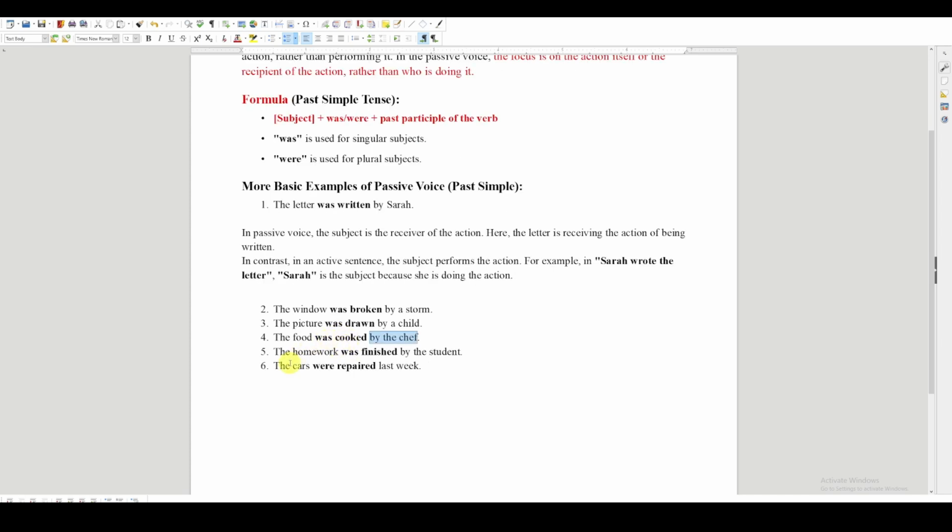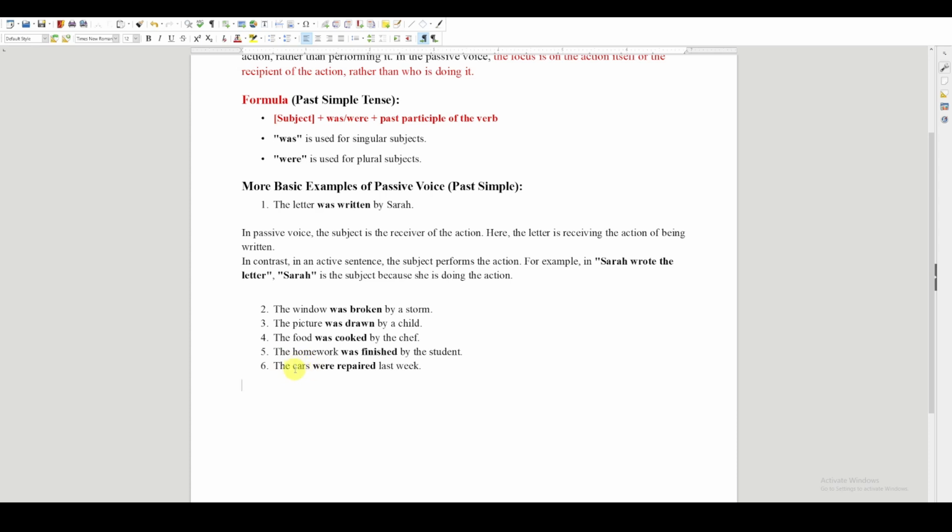We're gonna apply the same thing with the other two examples. The homework is the subject, was because there's only one homework, and finished is the past participle of the verb finish. I just want you to understand that some verbs have the same past simple and past participle, so basically they are identical. For example, just like finish. The original word is finish. Finished is past simple, and it will remain as finished even when we transform the verb into its past participle form. Is that clear?